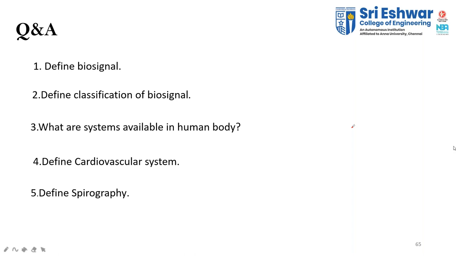Good answer, well tried. And I need Arunatraj. What are the systems available in the human body? This is our today's agenda, right? Can you name some systems? Circulatory system. Right. Cardiovascular. Super. Then respiratory, digestive, endocrine, muscular, skeletal, musculoskeletal, auditory system, vision system, nervous system. Correct. Very good answer. Thank you, Arunatraj.